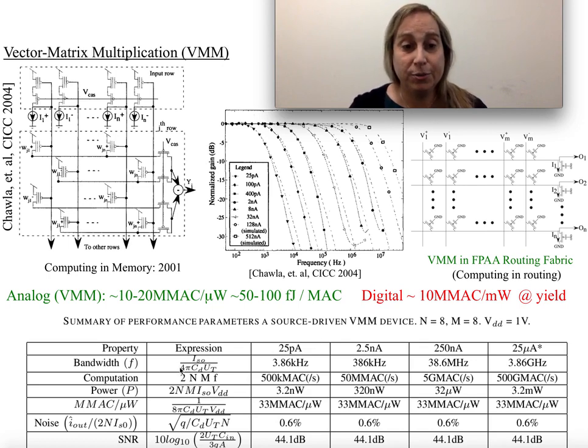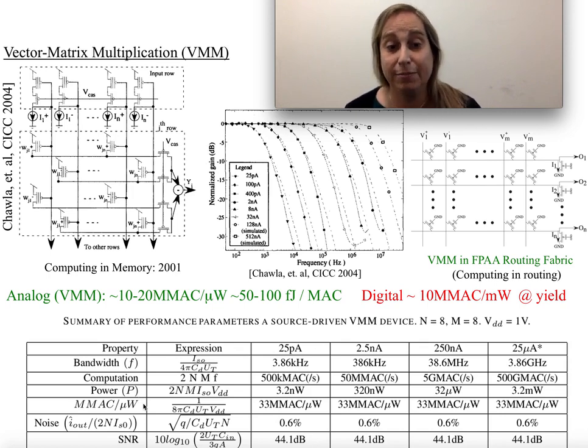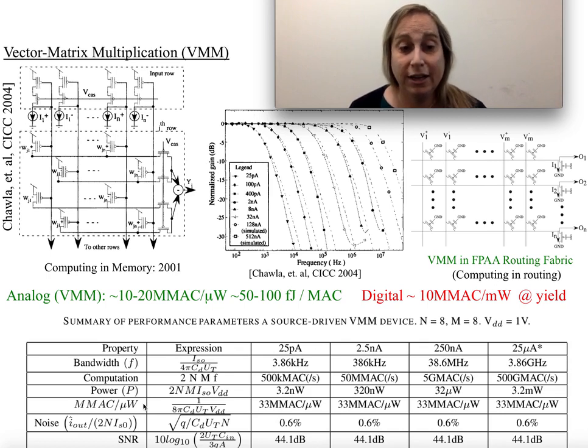Okay, and so as a result, you can think about what is bandwidth and computation and power and energy efficiency, which is usually an MMAC per second per microwatt kind of number, noise, and SNR. These are all understood parameters. And for the most part, things like bandwidth scale with the current put through that, a certain amount per additional computation, how much the power is, and the parameters scale in a very known way.